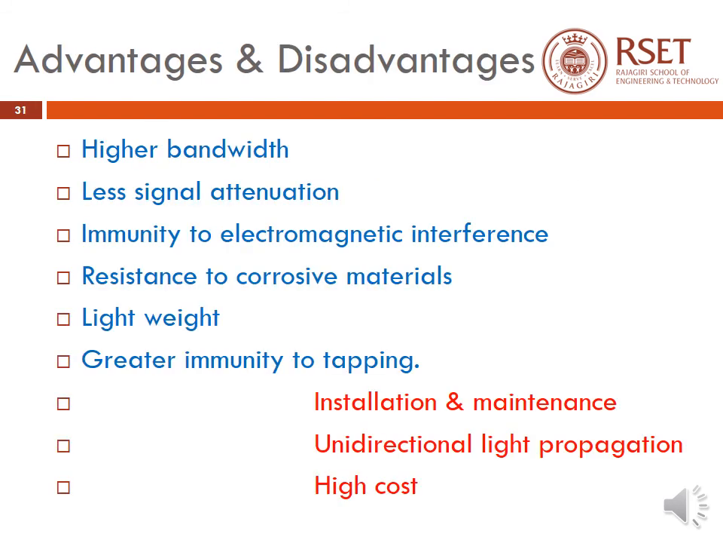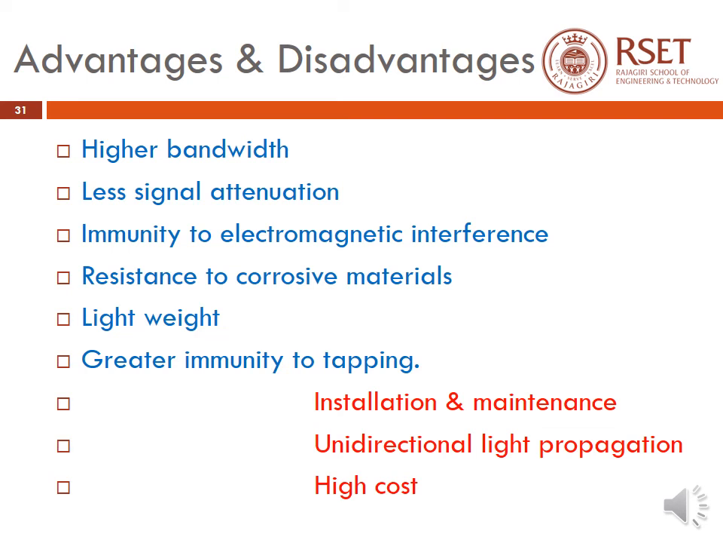Finally, we need to see the advantages and disadvantages of using fiber optic cables. First one is advantages. It has a higher bandwidth support compared to twisted pair cable and coaxial cable. And the next one is less signal attenuation. That is, a signal which is running through a fiber optic cable can travel up to 50 kilometers without requiring any repeaters. But in the case of coaxial or twisted pair cable, you may require a repeater at every 5 kilometers. Next one is immunity to electromagnetic interference.